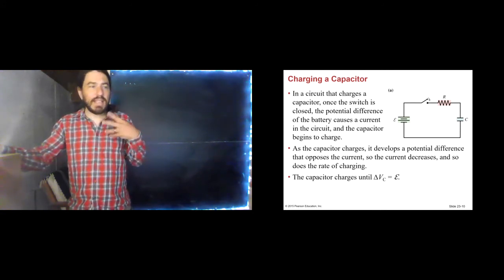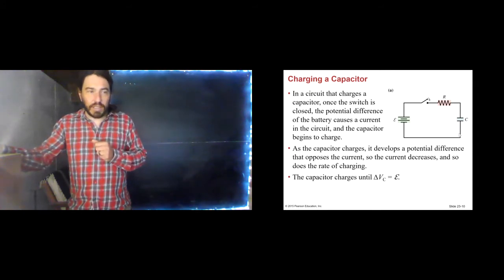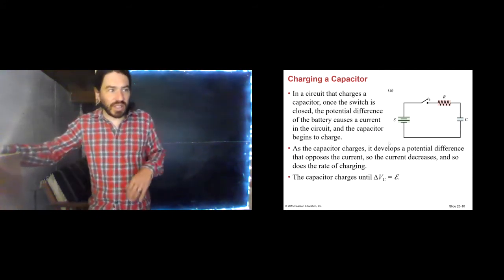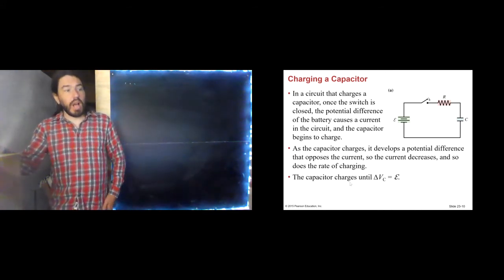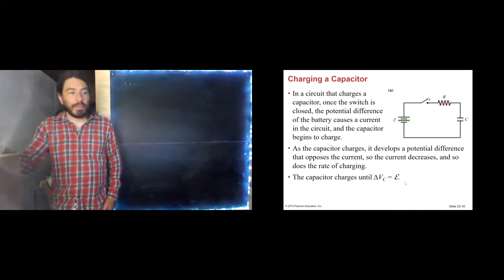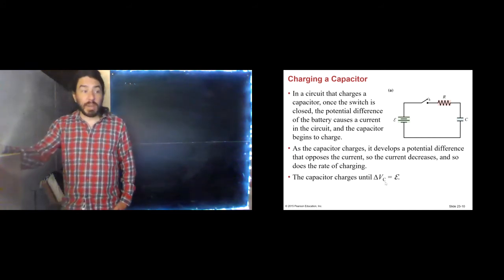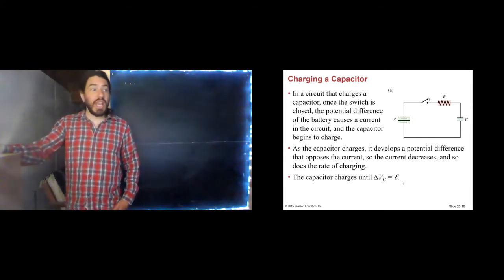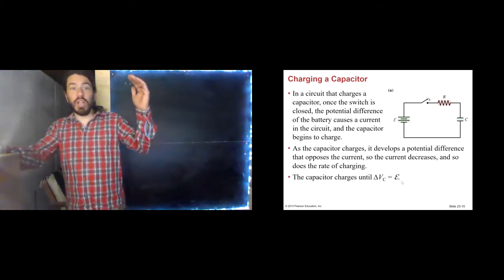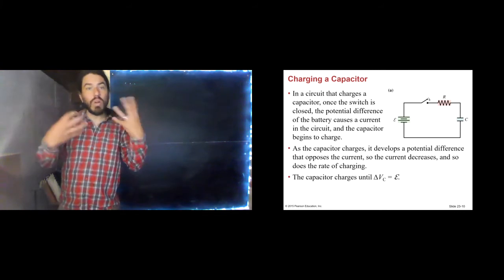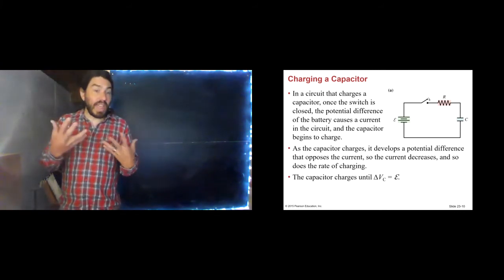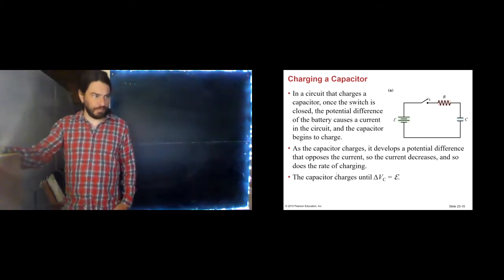Another way to think about it is that an uncharged capacitor acts just like a wire. It just lets current pass freely. And so again, this will continue to happen until the voltage across the capacitor is equal to the battery voltage. Then you've got the battery trying to push the current clockwise, and the capacitor trying to push the current counterclockwise. Once those are equal, then no more current flows.